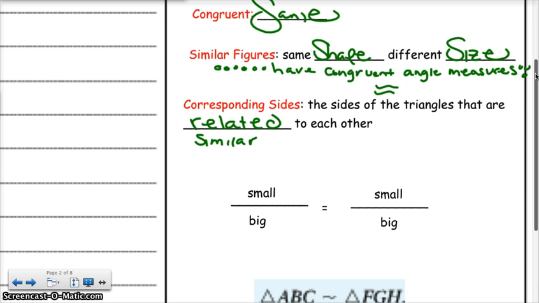Okay, I'm going to give you a visual. I want you to make a small triangle, and I want you to make a big triangle. They are similar figures. Given that they're similar, it means that they have congruent angle measures. Look how I write congruent angle measures. Call this triangle A, B, C, and call the big one D, E, F.